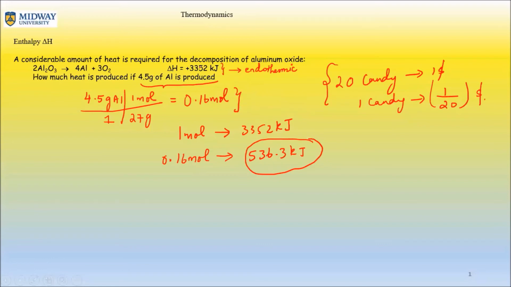Keep in mind, the trick here is, again, you have to remember to convert grams to moles, right? And 1 mole always corresponds to this value. Remember, kilojoules is per mole. So for every mole, this is for the entire reaction, assuming this whole thing is 1 mole. But we're asking what would have been just with respect to aluminum, then you just say 536.3 kilojoules of energy is what is produced with respect to just this.